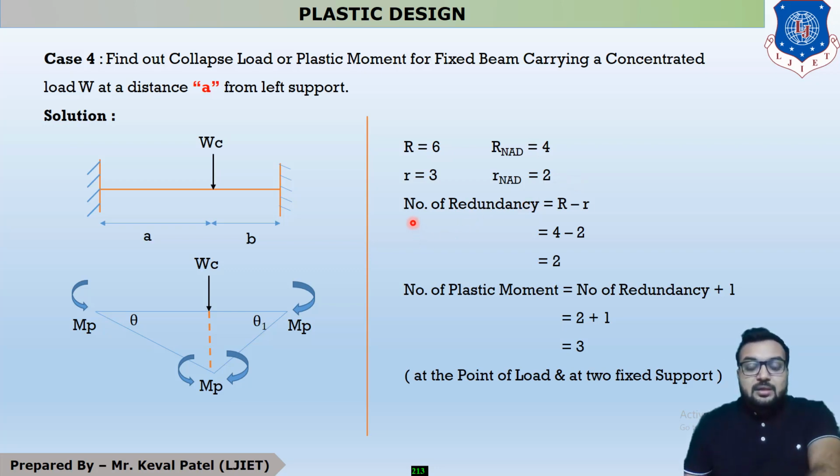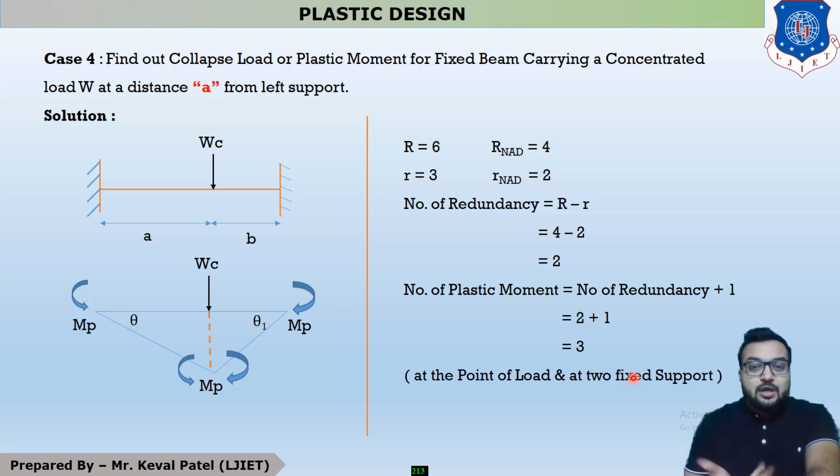Okay, now the equation of number of redundancy is equal to capital R minus small r. So it is 4 minus 2, which is equal to 2. Okay, so this is the end of your step number 1. Now your step number 2 is the number of plastic moments, and the equation is number of redundancy plus 1. So it is 2 plus 1, which is equal to 3. It means in this whole system there are 3 points which take moment. So which points? It is at the point of load and the 2 fixed supports. Okay, so this is the end of your step number 2.